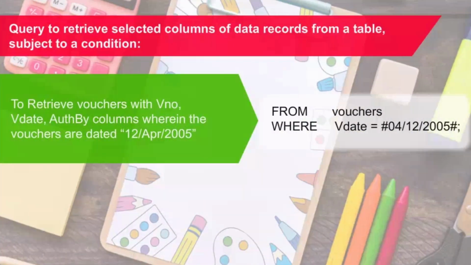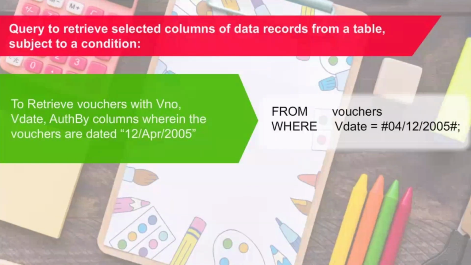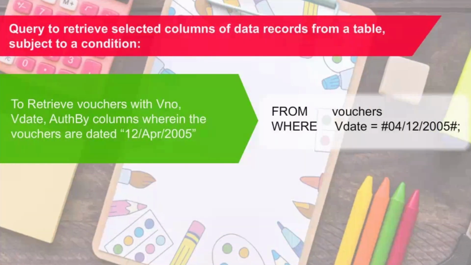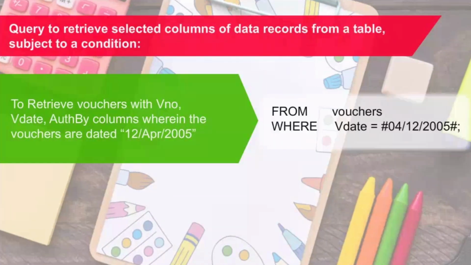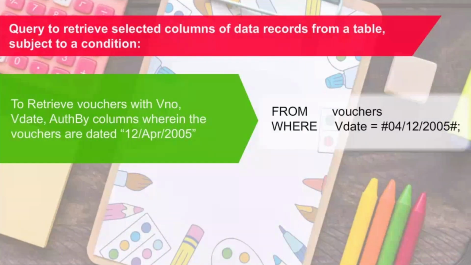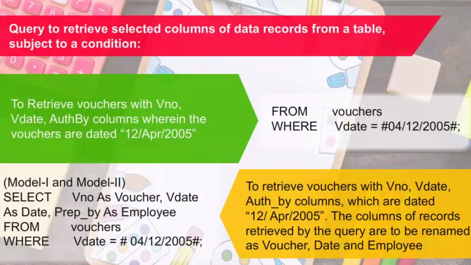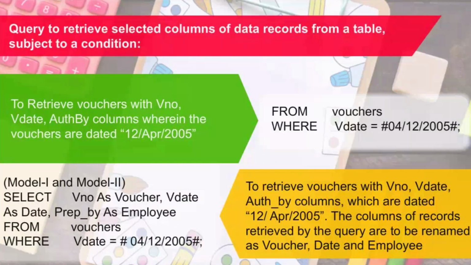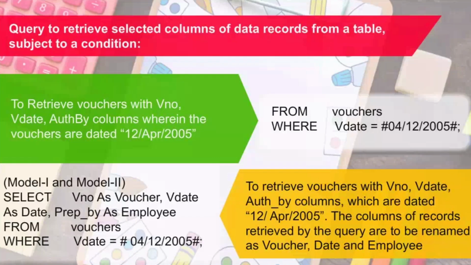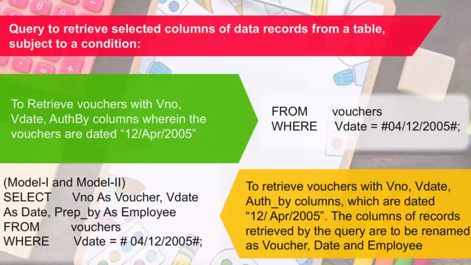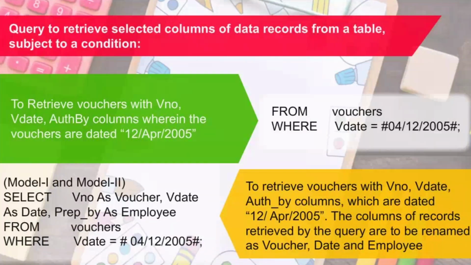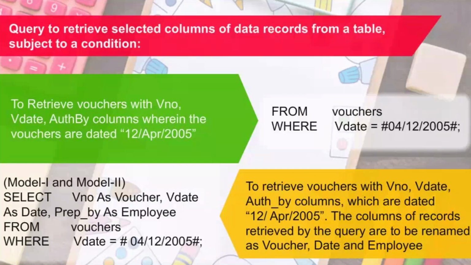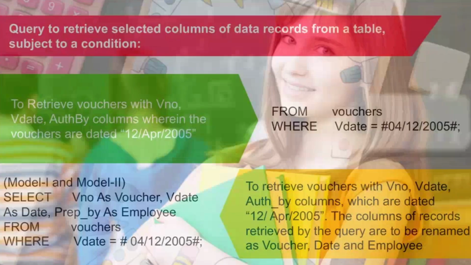Query to retrieve selected columns of data records from a table subject to a condition. 1. To retrieve vouchers with V number, VDate, and authorized by columns wherein the vouchers are dated 12th April 2005. 2. To retrieve vouchers with V number, VDate, and authorized by columns which are dated 12th April 2005, where the columns of records retrieved by the query are to be renamed as voucher, date, and employee.